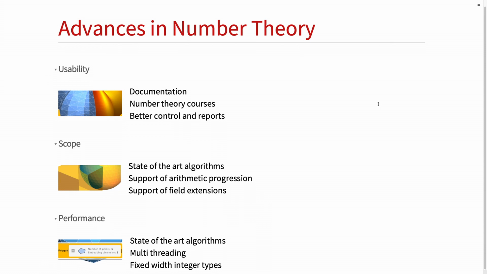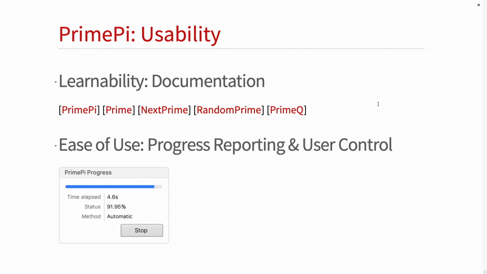But obviously, we also want to improve the algorithm. We want to extend the scope. We want to have the state of the art, the fastest, the best. So that's also in the plan. And obviously, we want performance. So what I will try to do is give you an idea and show you a couple of examples of how we plan to do that. Hopefully in the next couple of releases, we'll update most of the functions. So first, in terms of usability, in this case, I will probably talk about PrimePi.